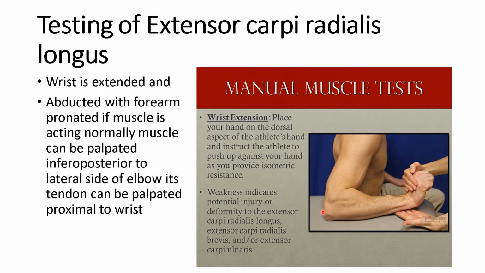So when we have to test the extensor carpi radialis longus muscle, the wrist is extended and abducted with the forearm pronated. If the muscle is acting normally, then the muscle can be palpated inferior and posterior to the lateral side of the elbow, and its tendon can be palpated proximal to the wrist. So this is the wrist and this is proximal. Here you can palpate its tendon and here the muscle can be palpated.